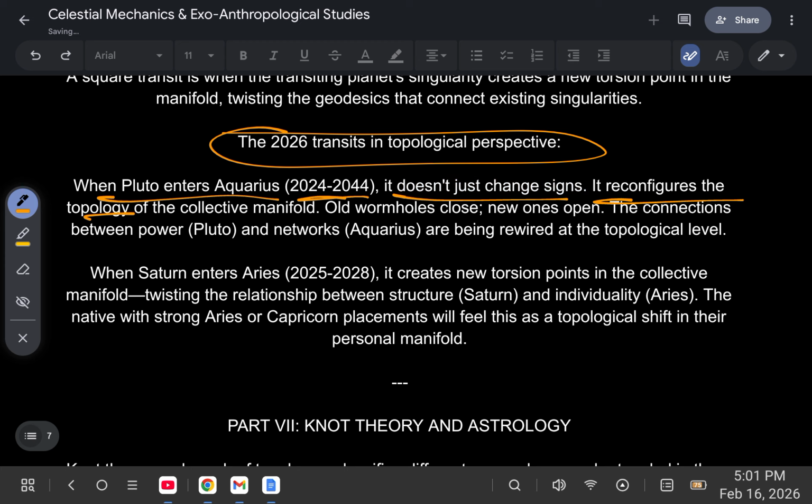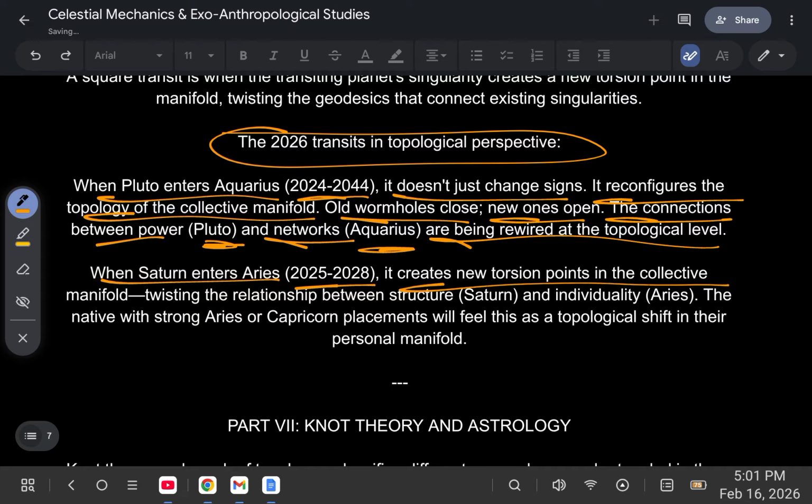When Saturn enters Aries, it creates new torsion points in the collective manifold, twisting the relationship between structure, Saturn, and individuality, Aries. The native with strong Aries or Capricorn placements will feel this as a topological shift in their personal manifold.